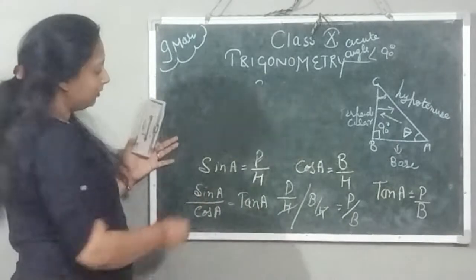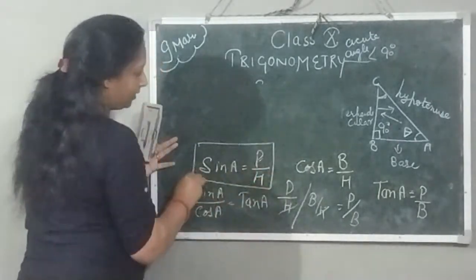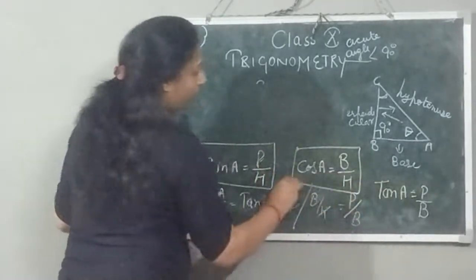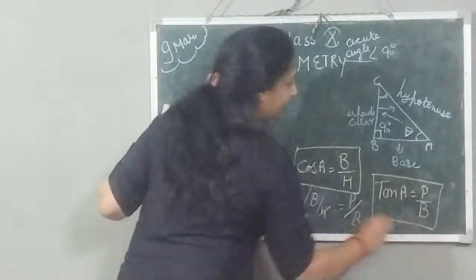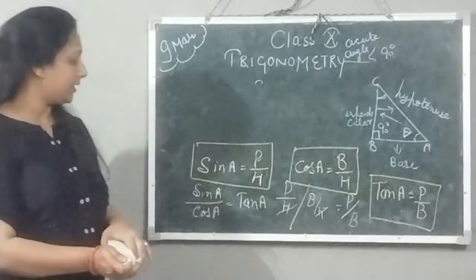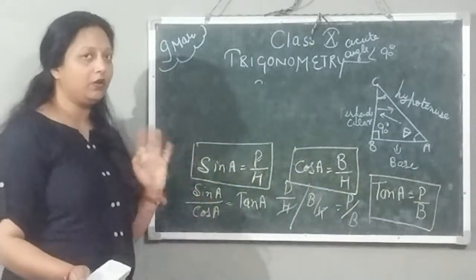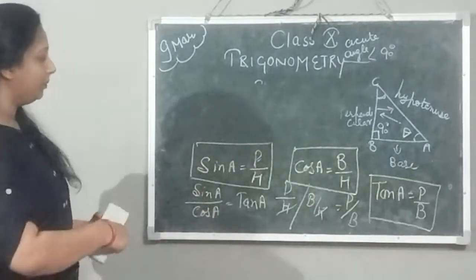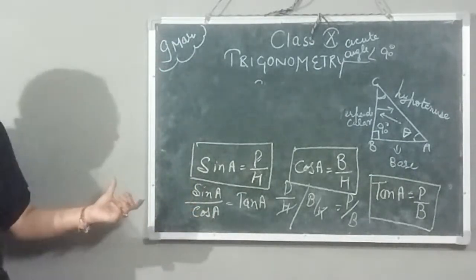We have our three values here: sine theta, cos theta and tan theta. As you can see, tan theta is equal to sine theta upon cos theta. Here you got a formula.